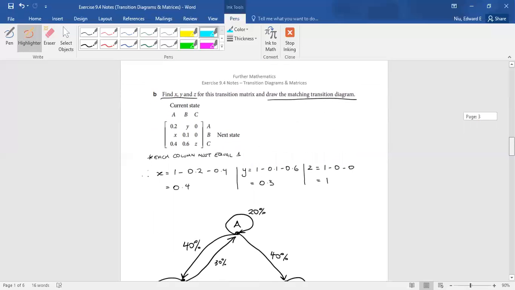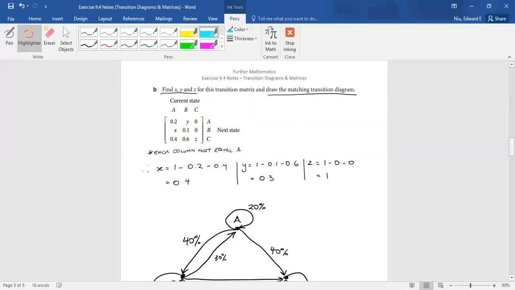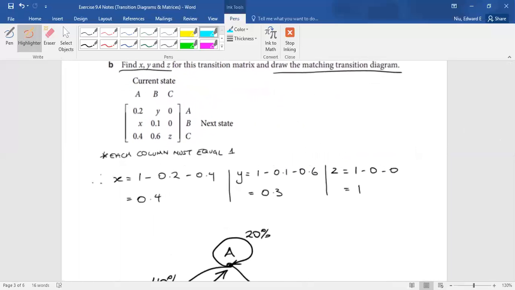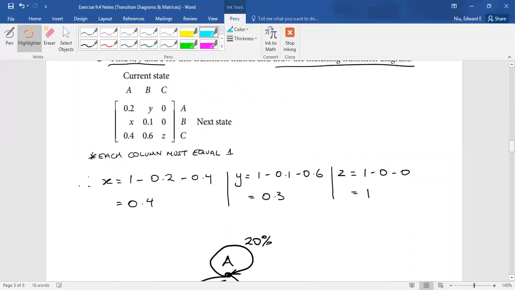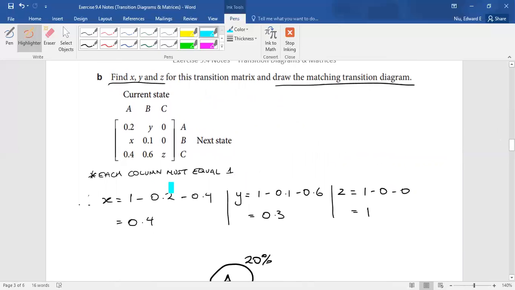Part B of the first example. This time they tell us to find X, Y, and Z from this matrix and then draw the matching transition diagram. So I've gone ahead and already made a start. Remember, each column must equal 1. So each one of these columns has to equal 1.